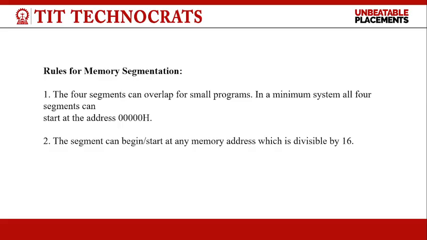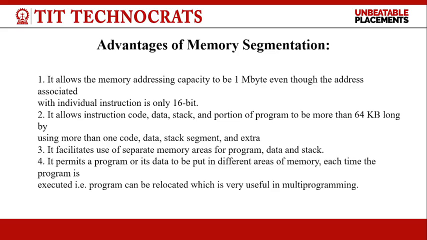Then some rules of memory segmentation are: the 4 segments can overlap for small programs. In a minimal system, all 4 segments can start at the address 00000 hexa, that is, this is the 20-bit address location. A segment can begin at any memory address which is divisible by 16.